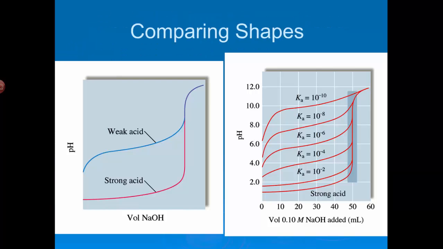So you'll notice that the shape of a weak acid and strong base titration is a much different shape. It's a shallower shape. Okay, and our equivalence point is a little bit harder to see. And you'll also see that as Ka, the Ka of the acid, gets smaller and smaller, the curve gets smaller and smaller, and that equivalence point is harder and harder to find. The curve gets shallower and shallower as Ka gets smaller.